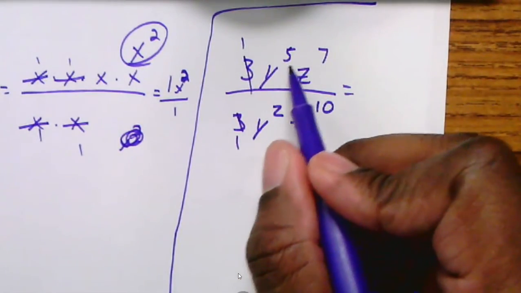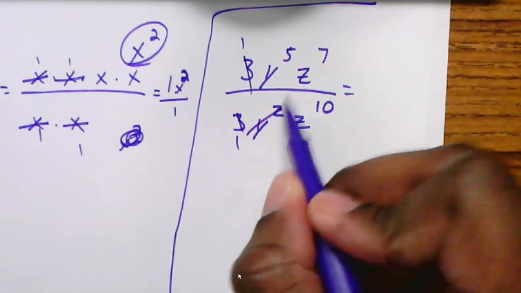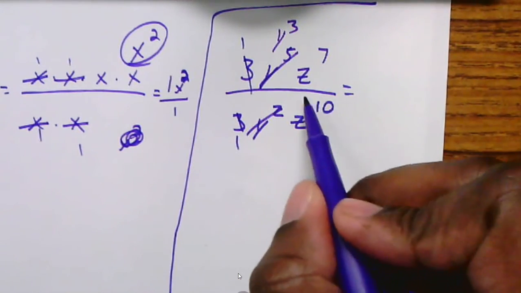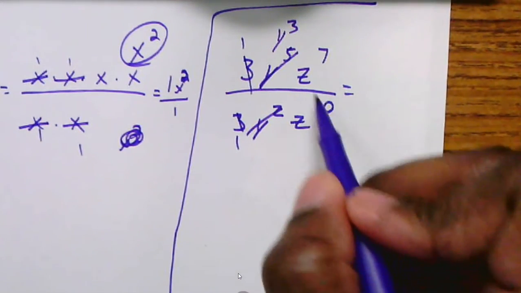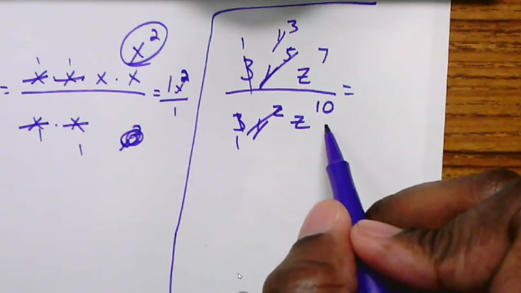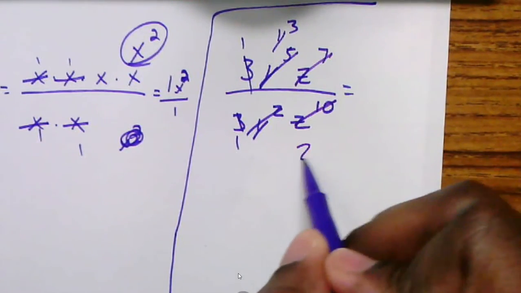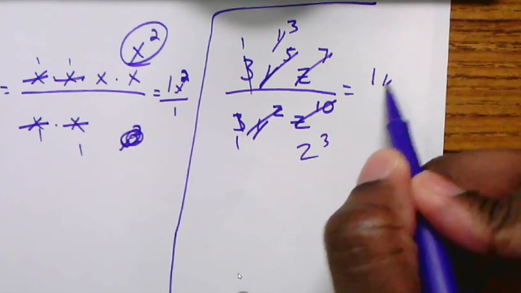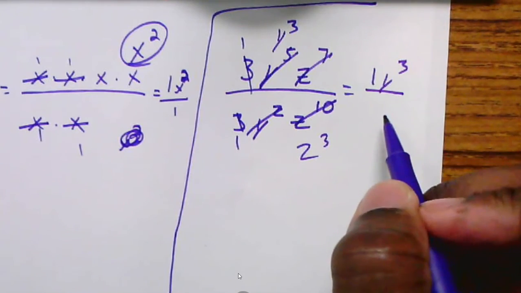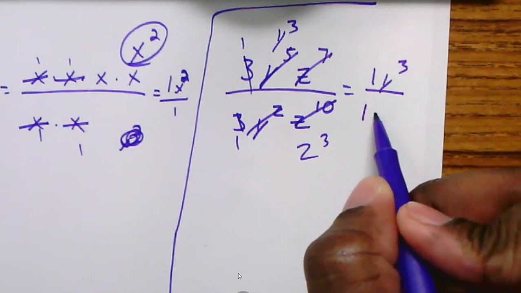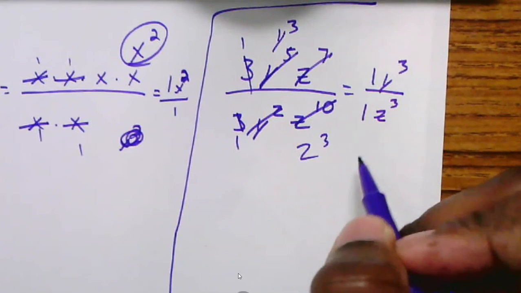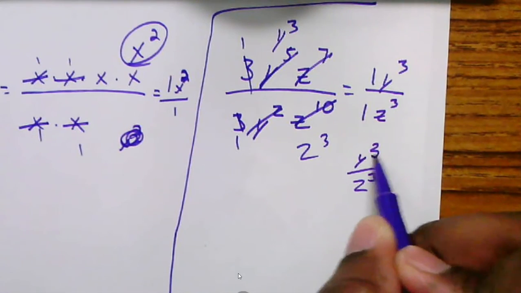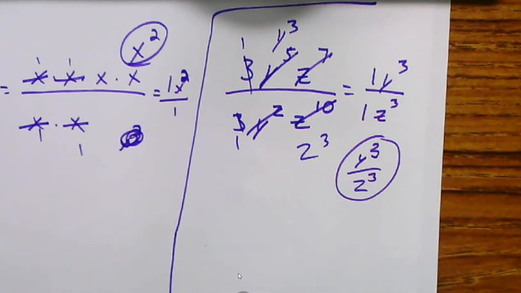And y to the fifth over y to the second, they cancel to just be y to the third in the numerator. Z to the 7th over z to the 10th. I got more z's on the bottom, and the difference is 3. So that means you give me z to the third in the denominator. So in the numerator, I have a 1, and then y to the third. In the denominator, I only have a 1 z to the third. So our answer is just y to the third over z to the third. So that'll be the final answer for that one.